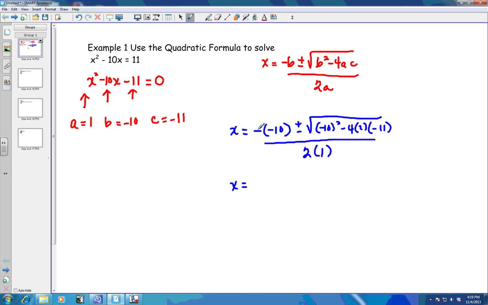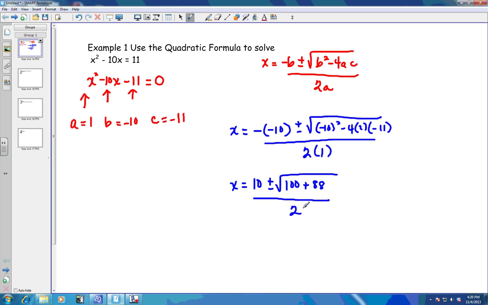Now we're going to simplify. Negative times negative is positive 10 plus or minus. Negative 10 squared is positive 100. I have negative 4 times 2 times negative 11. So negative times negative is positive. That's going to be 8. 8 times 11, that's 88, all over 2.